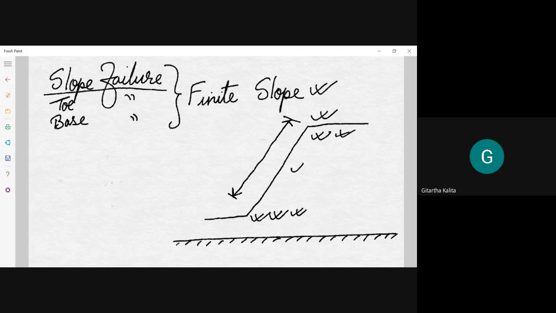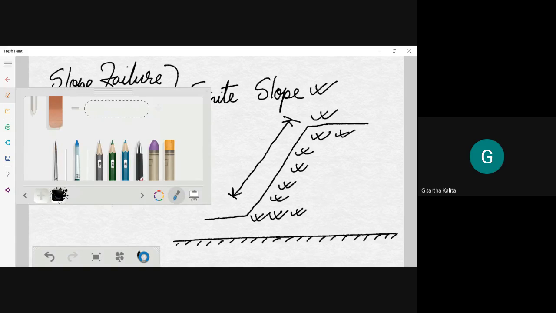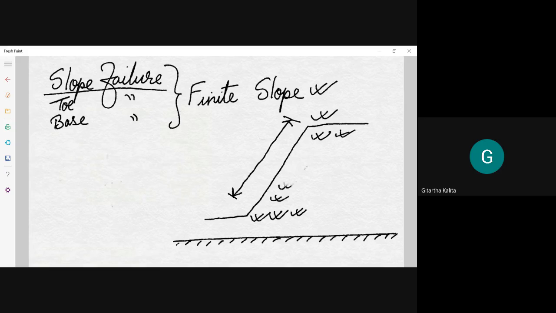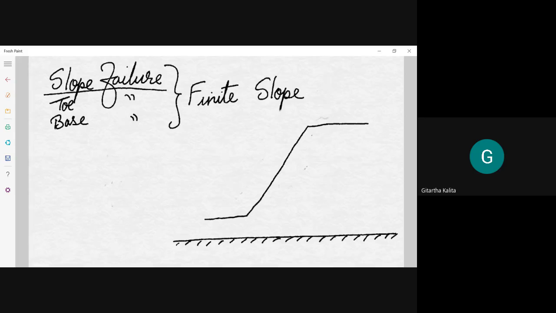So that is generally called a finite slope, where you can analyze both the top and the bottom. You can easily access the slope anywhere you want to analyze. It depends on the accessibility. If you can access the whole slope conveniently and are not facing any difficulty in analyzing it, then you can consider it a finite slope.